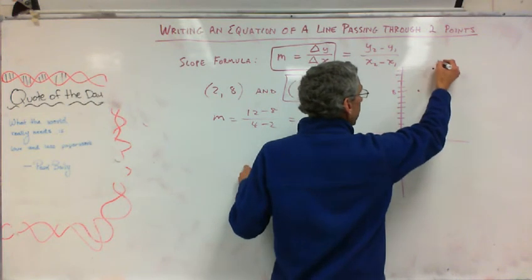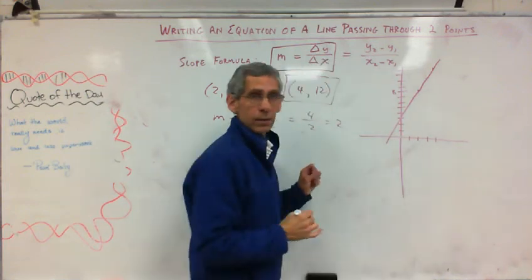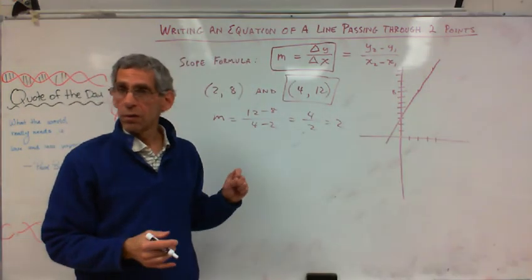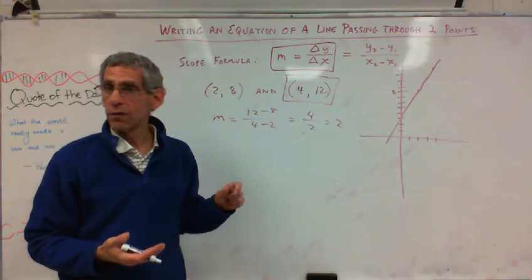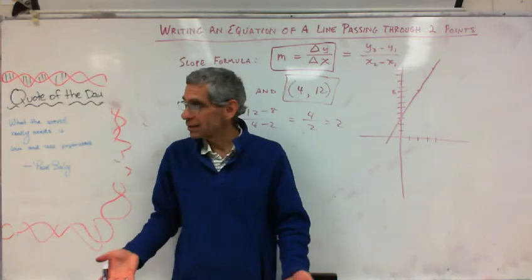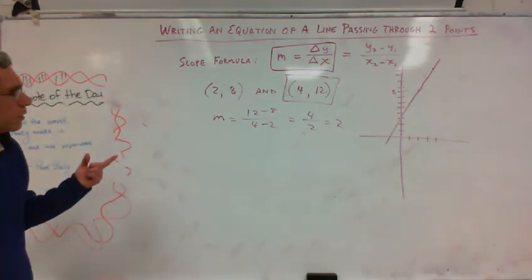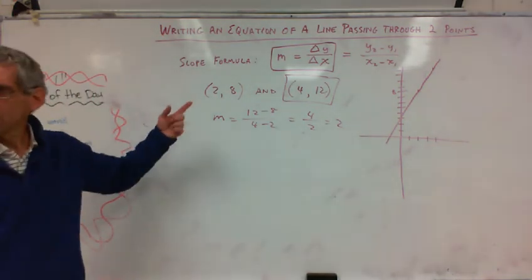Would you agree with me that if I drew a line through those points, that's the same line, right? So the equation should be the same, right? Whenever I write the equation for that line, it should be the same equation. It's only one line, right? But when I use the point-slope formula, I will get two different equations.